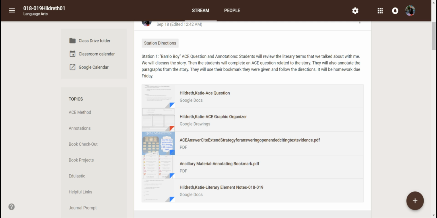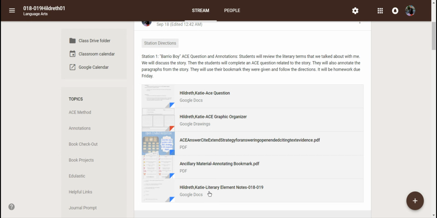First off, it says Station 1, Barrio Boy, ACE question and annotations. Students will review the literary terms that we talked about with me. We will discuss the story. Then the students will complete an ACE question related to the story. They will also annotate the paragraphs from the story. They will use their bookmark they were given and follow the directions. It will be homework due Friday.